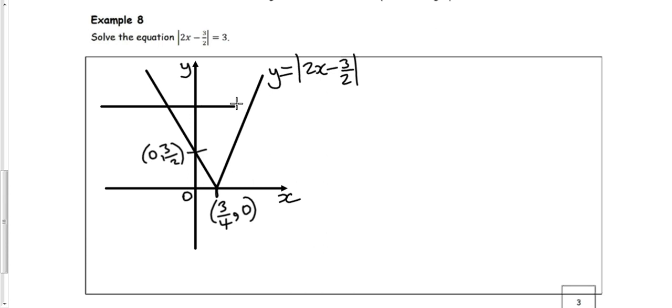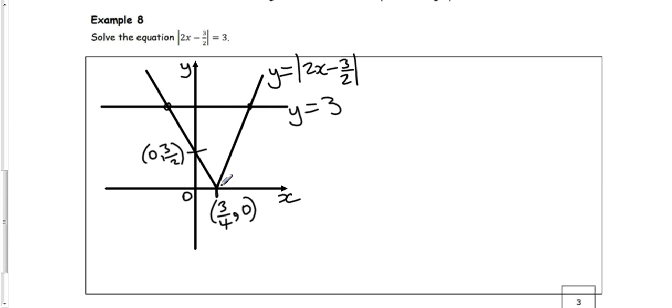What I'm doing now is drawing the graph of y equals 3, which is a horizontal line, of course. So you can see we're expecting two solutions to this. Two places on this graph where y is 3.